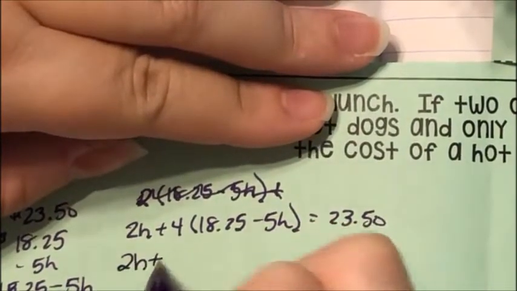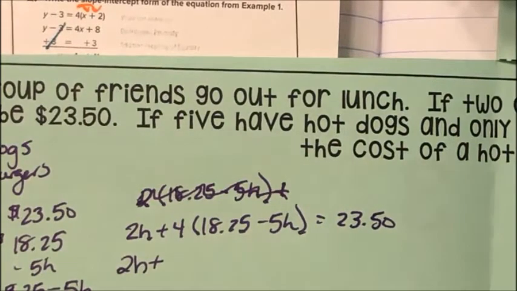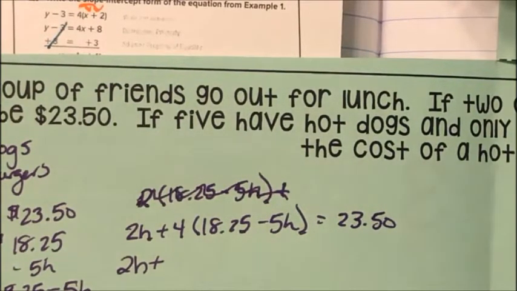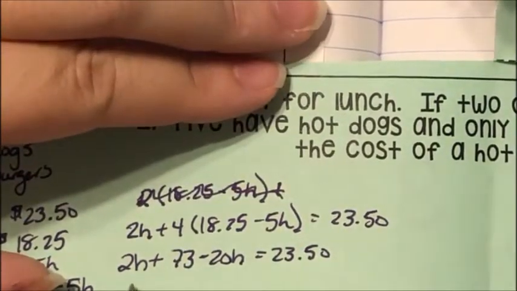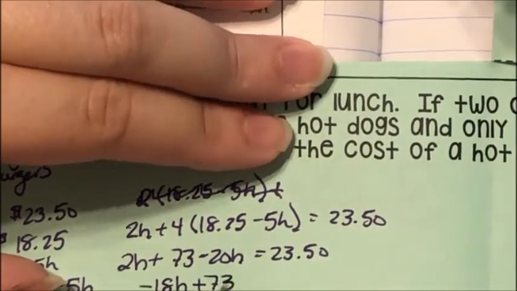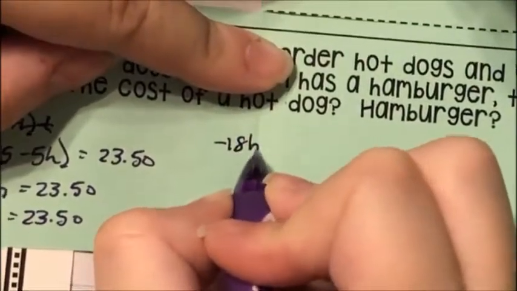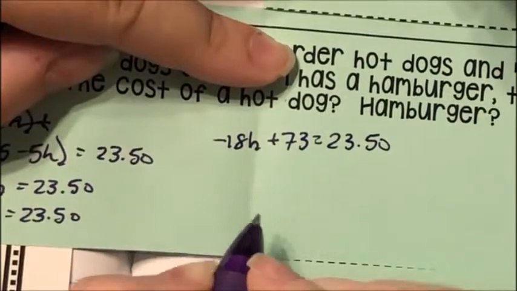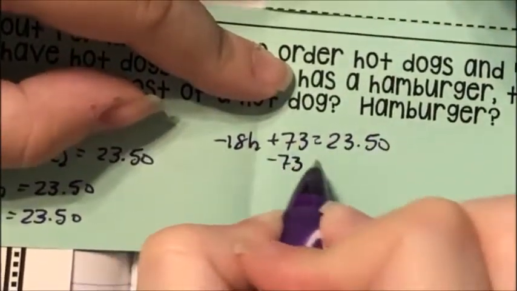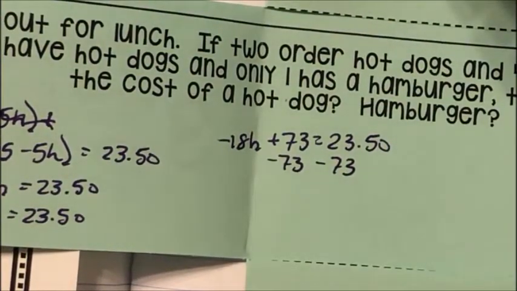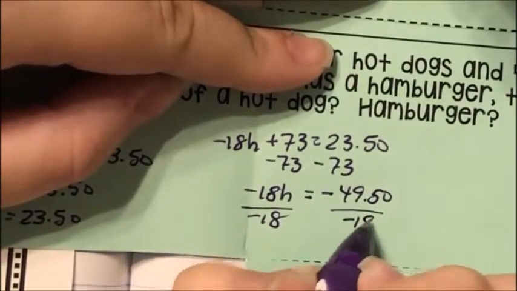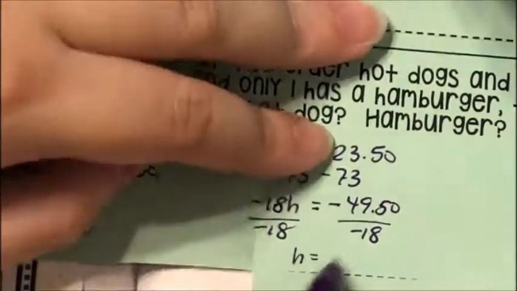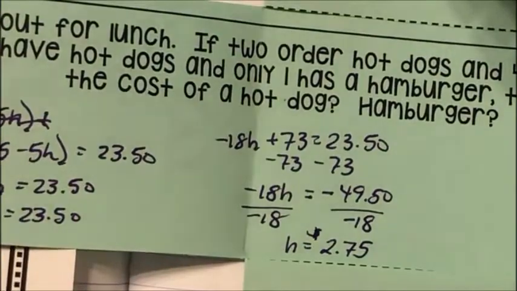Simplify it. I'm going to use my distributive property. So this gives me 2H plus 73 minus 20H equals $23.50. 2H minus 20H is negative 18H plus 73 equals $23.50. Just rewriting the equation so you can see it. I'm going to subtract 73. This gives me negative 18H equals negative 49.50. Divide by negative 18. So I get $2.75. So that's the cost of the hot dog.